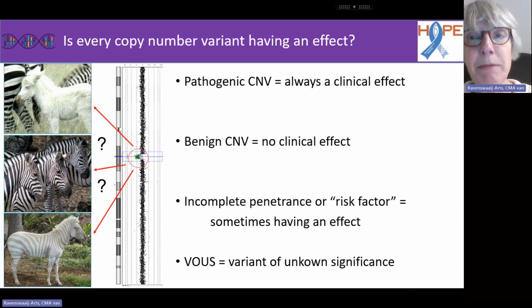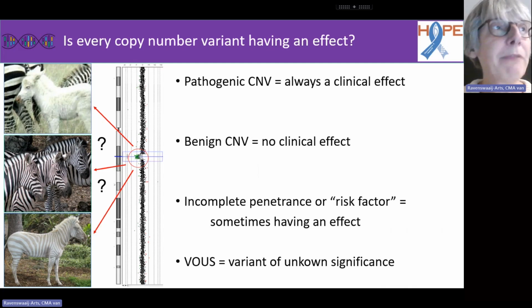Sometimes we see that a copy number variant has what we call an incomplete penetrance. Sometimes it causes an effect, but other times it does not. In lay terms, we call that a risk factor. Mostly when you have such a risk factor, there is an enlarged chance of learning problems, but you do not need to have learning problems. Also, these variants can run through families. They're often inherited from a healthy father or mother.